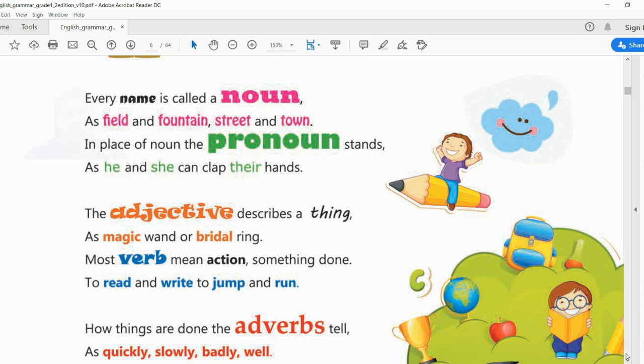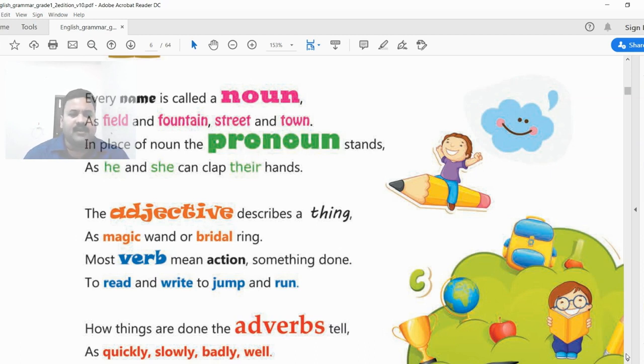So the word which replaces the noun is called a pronoun. When we say Ajay went to the market, then we can replace Ajay by using he. If it is a girl, we'll use the word she. So it replaces the noun, that is called a pronoun.